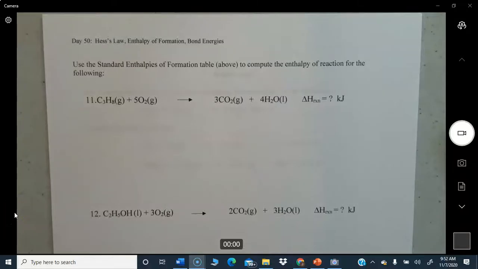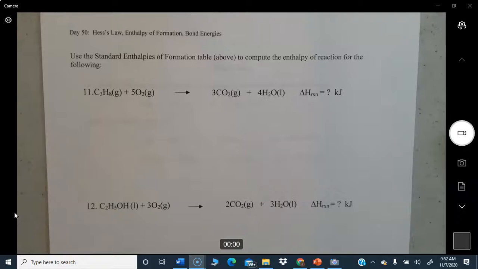AP Chemistry, this is the day 50 lesson on Hess's law, enthalpy of formation, bond energies. We did a number of these problems in class, and I'm going to go ahead and do them for you here. I'm going to say in advance that you do not have to do anything on page 6 or page 7 of the assignment. You can totally skip those, all right?